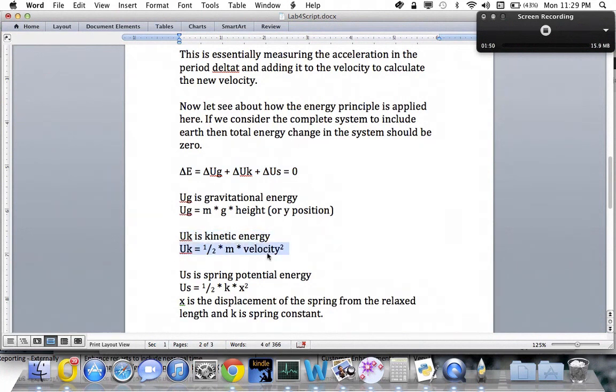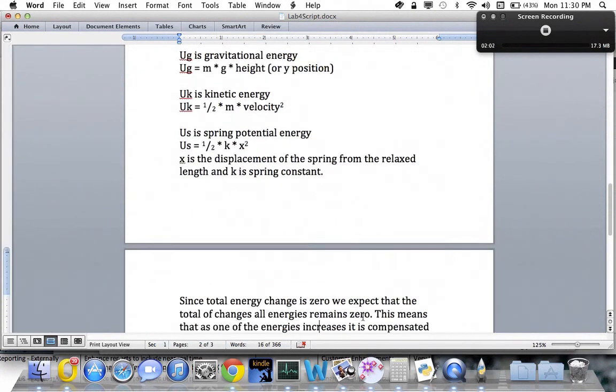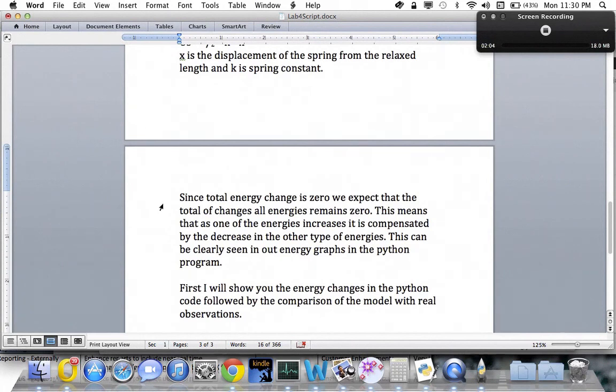Ug is the gravitational energy. Uk is the kinetic energy, and that's the formula to calculate Uk. Us is the spring potential energy, and that's the formula to calculate Us, where x is the displacement of the spring from the relaxed line, and k is the spring constant.